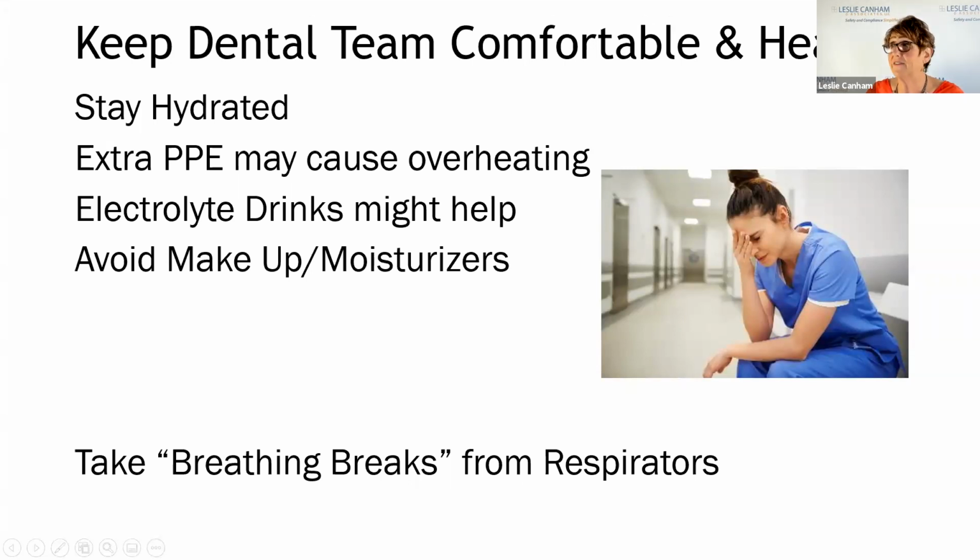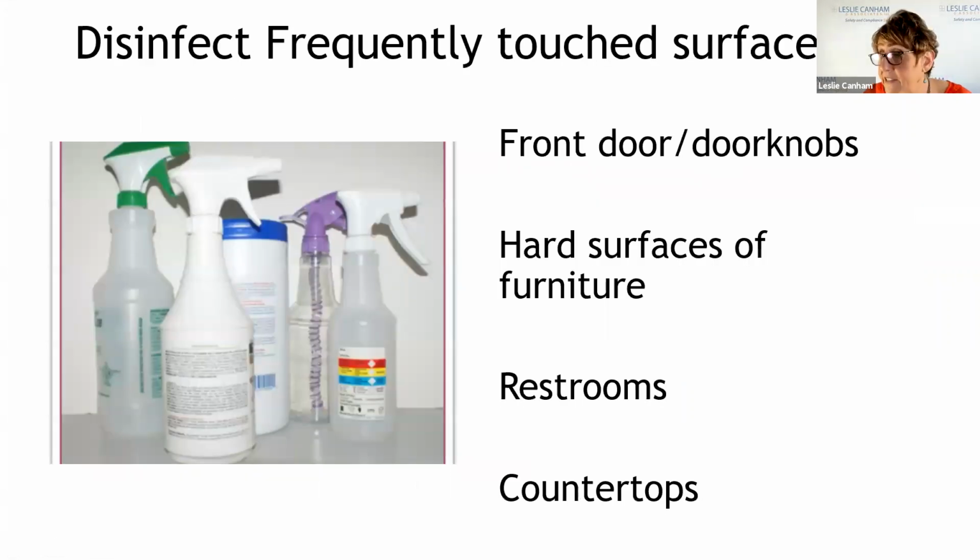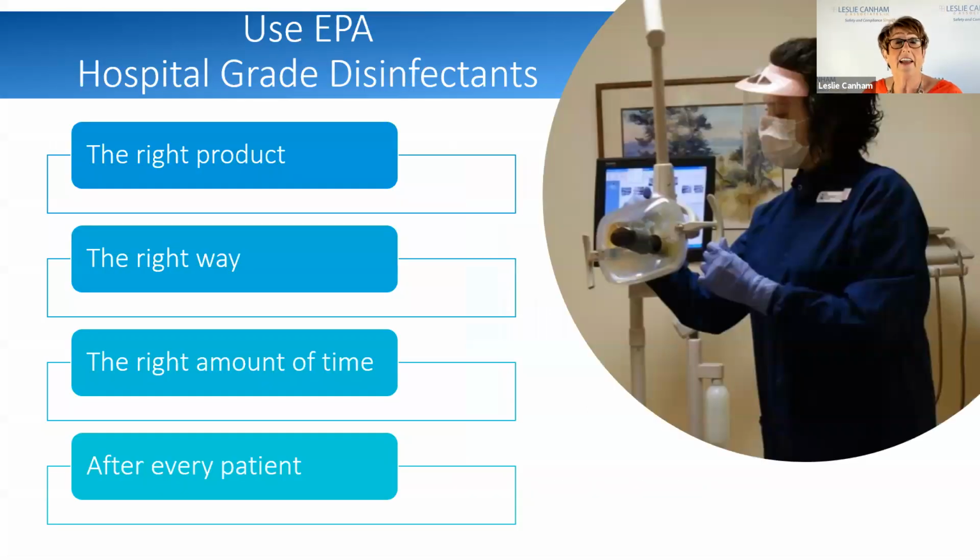And now we're going to switch over from PPE and quickly talk about disinfectants. We're getting close to the top of our hour, so I want to just remind you that disinfecting the surfaces is very, very important. Doorknobs and door handles and hard surfaces of furniture, restrooms, countertops. Our patients expect to see that. And when you're in the treatment area, you want to use an EPA registered hospital grade disinfectant, using the right product the right way, the right amount of time, and after every patient.